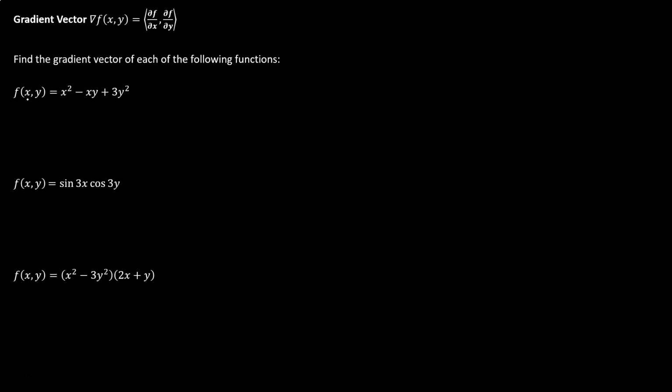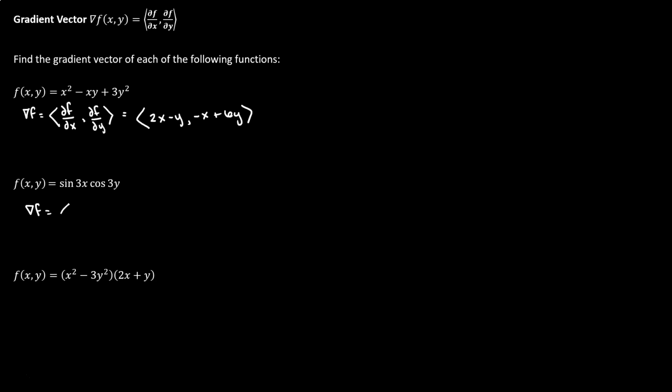So for this first function, I see two independent variables, so I automatically know my gradient vector will have two components. One component will be the partial of my function with respect to x. Second component will be the partial of my function with respect to y. So a partial derivative for each independent variable. The x partial would become 2x minus y. The y partial would become minus x plus 6y. That's our gradient vector.